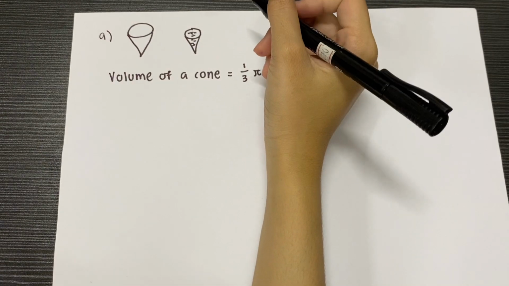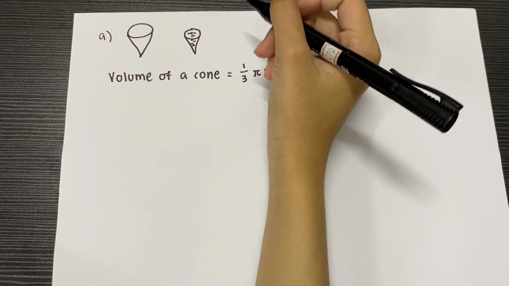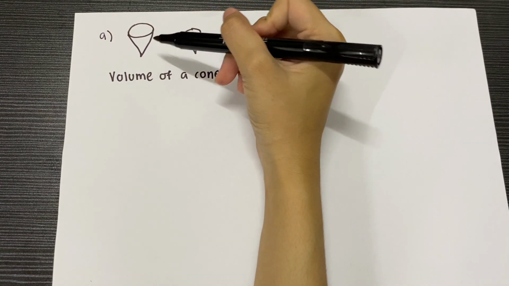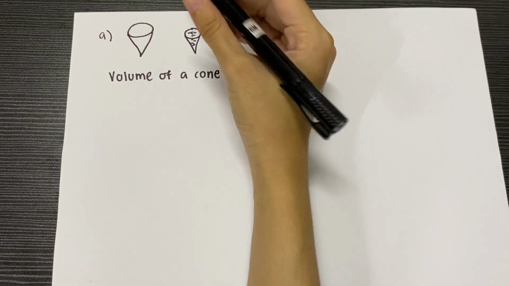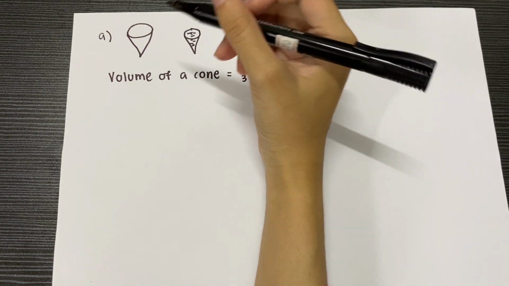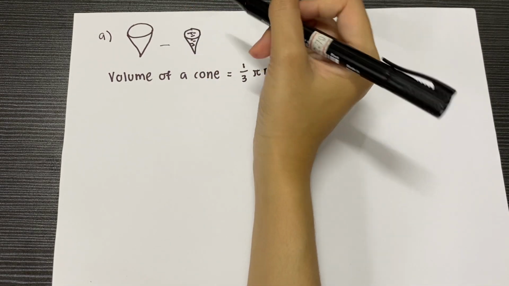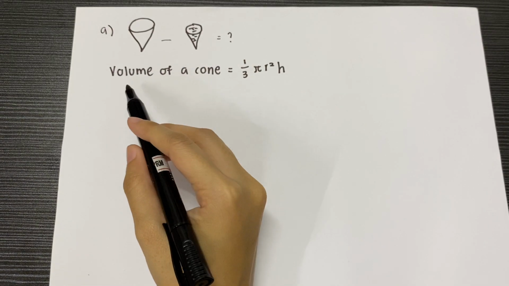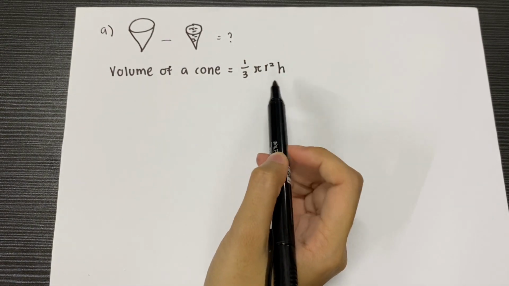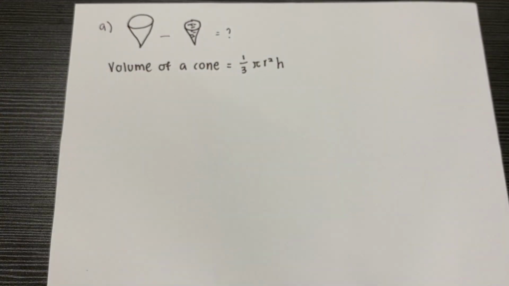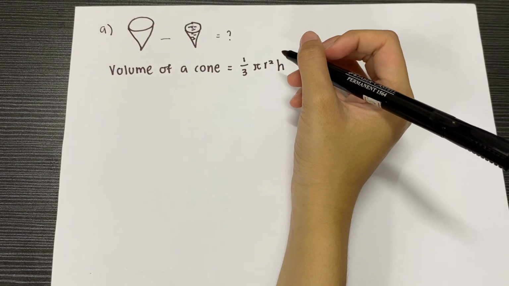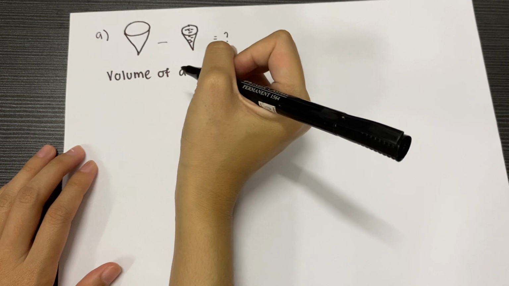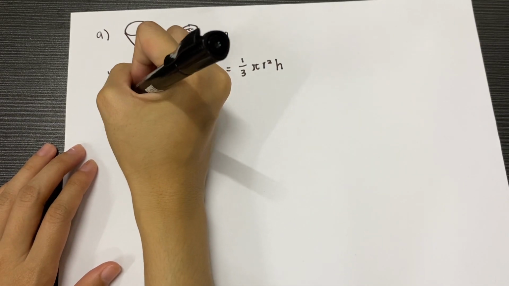For A, we have to find the space of a cone that is not filled with water. So let's divide the cone into two. First is the big cone and second one is a smaller cone that is filled with water. To find the empty space, we have to minus these two cones. As we know, the volume of a cone is 1 over 3 pi r square h. The smaller cone's radius and height are not given, so let's assume the smaller cone radius is r and the height is h.